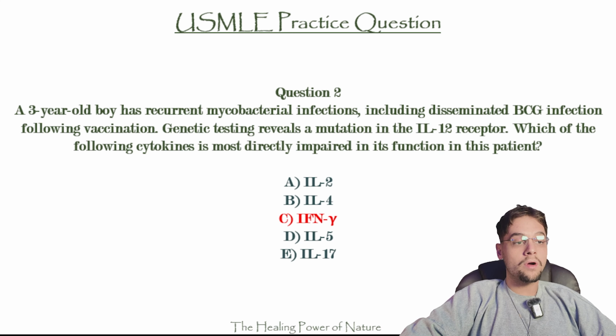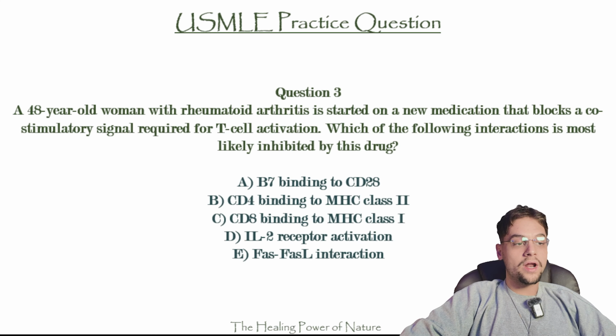Remember, IL-2 promotes T cell proliferation, but is not key in cytokine impairment. IL-4 drives Th2 responses and is unrelated to mycobacterial immunity. IL-5 promotes eosinophil function in allergies and parasitic infections. IL-17 is produced by Th17 cells and recruits neutrophils. Let's go ahead and jump into one more question, and then we'll come back and review the question together.